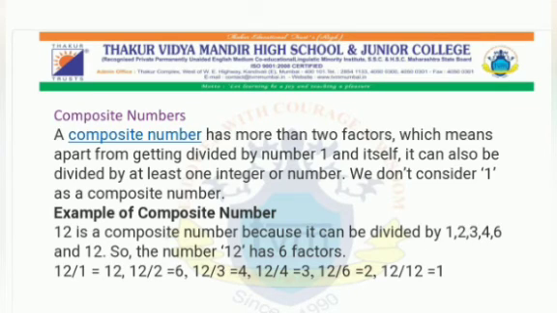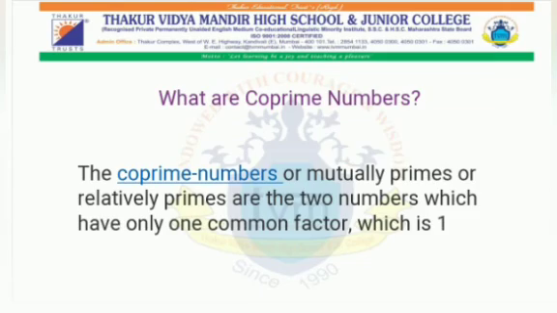Now let us go ahead, students. What are co-prime numbers? Co-prime numbers, or mutually prime or relatively prime numbers, are two numbers which have only one common factor, which is 1.